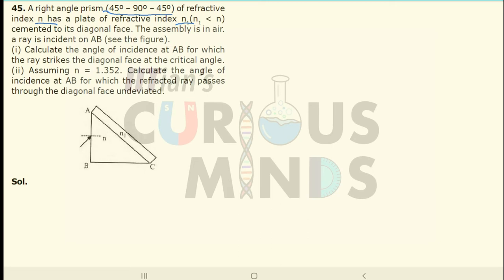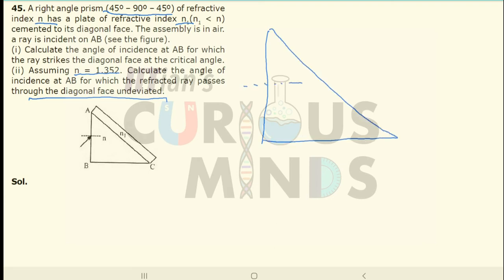Calculate the angle of incidence at AB for which the ray strikes the diagonal face at the critical angle, assuming n is equal to 1.2352. Calculate the angle of incidence at AB for which the refracted ray passes through the diagonal face undeviated. If I draw the ray diagram again, I will illustrate it over here.